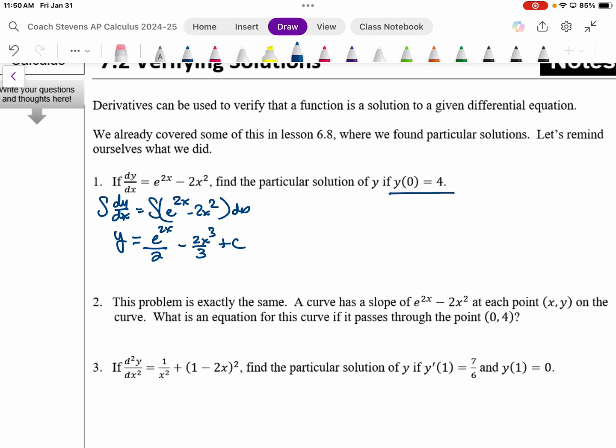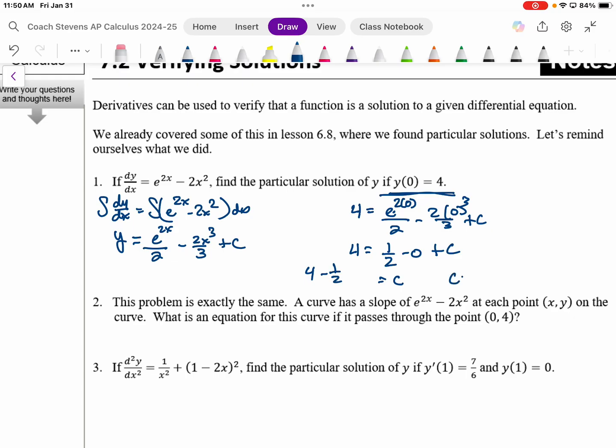Now I'm ready to figure out, well, what is that C? And that's where that initial condition up here comes into play. So I know the answer is 4 when 0 is plugged in for the x's. Be very careful. It's easy to make some goofy mistakes here. So e to the 2 times 0 is e to the 0, which is just 1. So 4 is equal to 1/2, that next fraction is 0, plus C. So really, C is equal to whatever 4 minus 1/2 is.